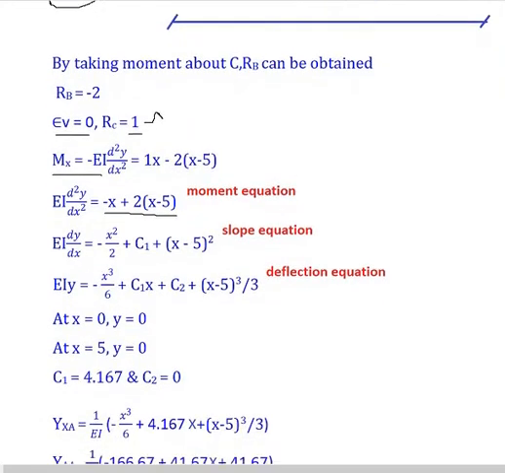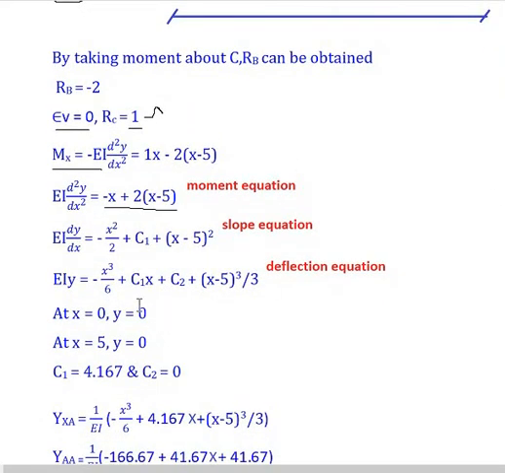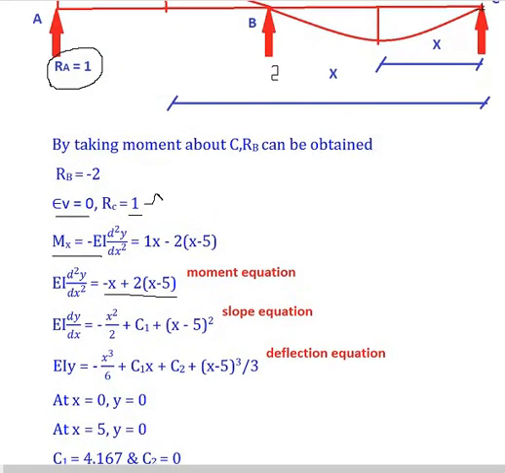So the next step is to find the constants C1 and C2. To find the constants C1 and C2, we need two boundary conditions. Here I have represented two boundary conditions. At x equal to 0, y is 0, and at x equal to 5, y is 0. From the influence line diagram, we can see this is the 0 point because x is starting at the support C. So this is the 0 point. At that point, the deflection is 0.